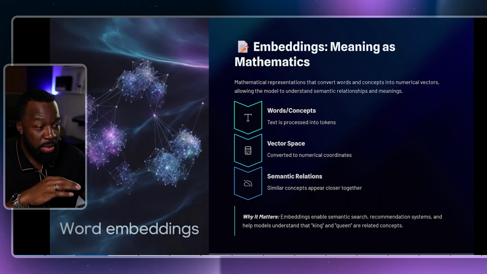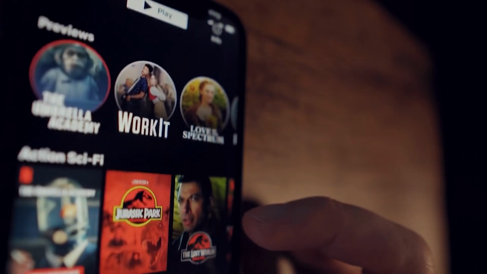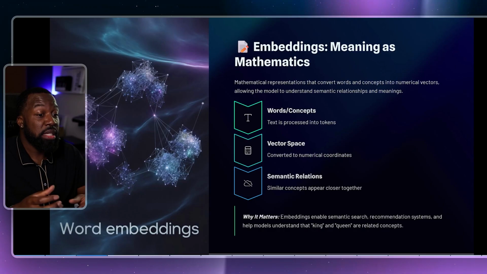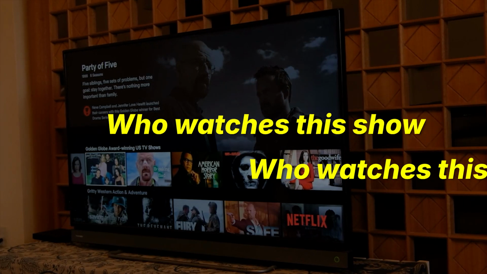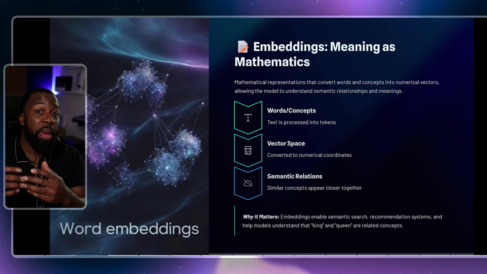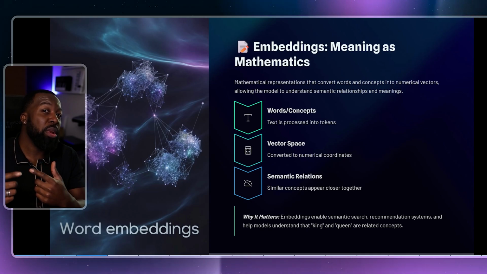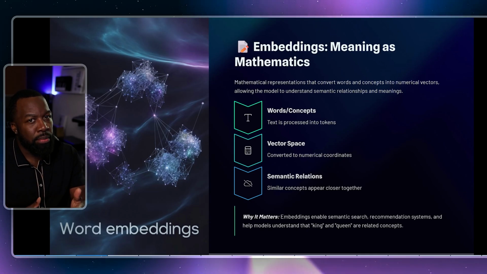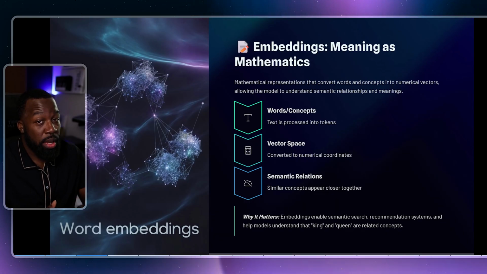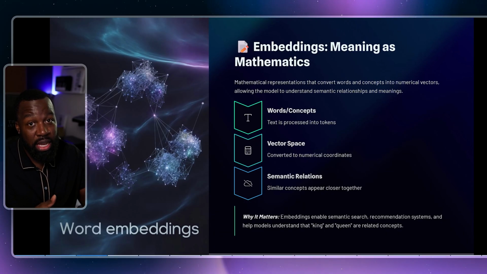Why does it matter? Because embeddings are what enable semantic search. It's what enables things like the recommendation systems that Netflix gives you, because it's looked at who watches this show, they tend to also like this other show that's really close, based on just the patterns that have been learned. And it starts to map those out. That's how it can already know the type of shows that you like before you even tell it, or before you realize you like that type of show. For example, it helps models understand that king and queen are very much related concepts.